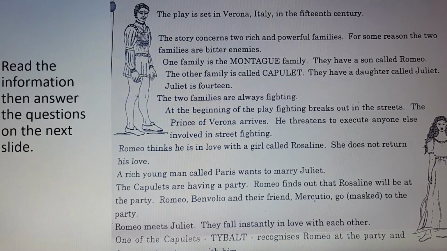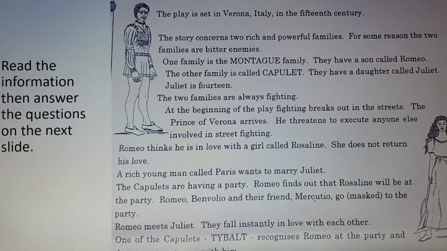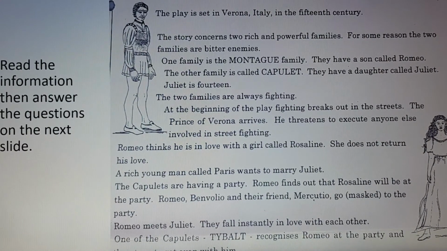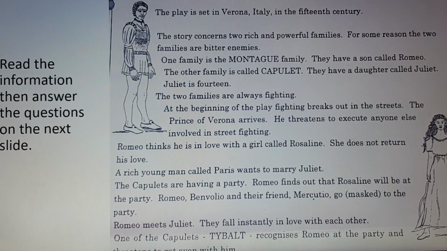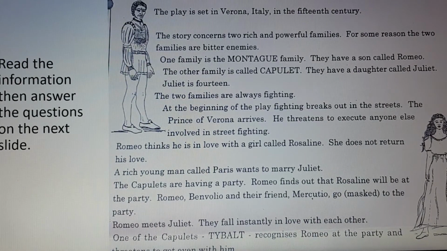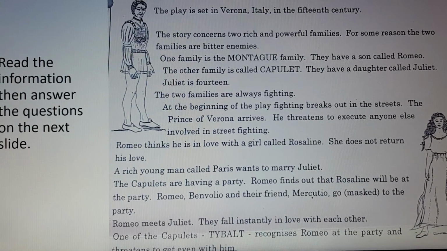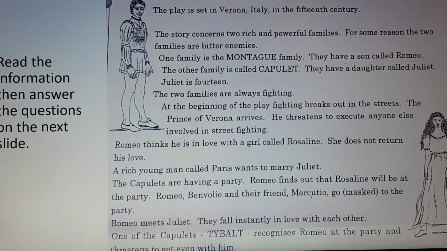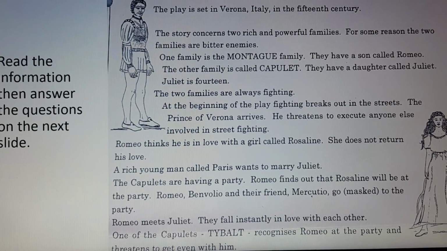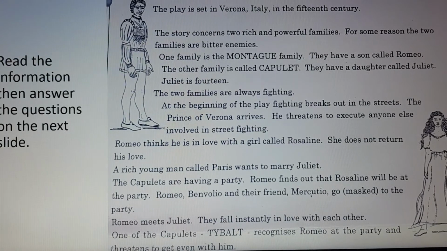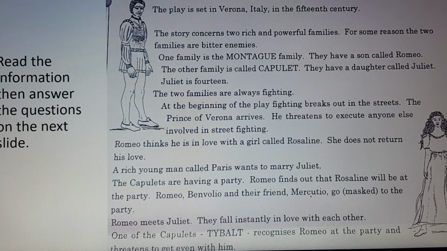So this is very basic, but you need to read this information through and then answer the questions on the next slide. So the play is set in Verona, Italy in the 15th century. The story concerns two rich and powerful families. For some reason, the two families are bitter enemies. One family is the Montague family. They have a son called Romeo. The other family is called Capulet. They have a daughter called Juliet. Juliet is 14. The two families are always fighting.